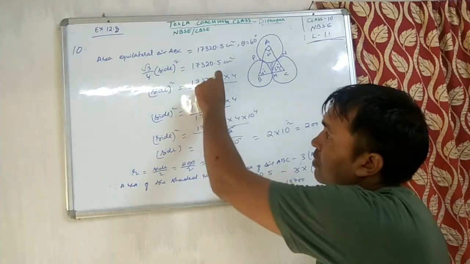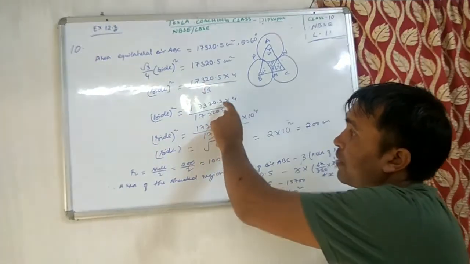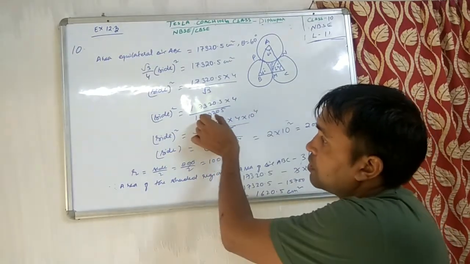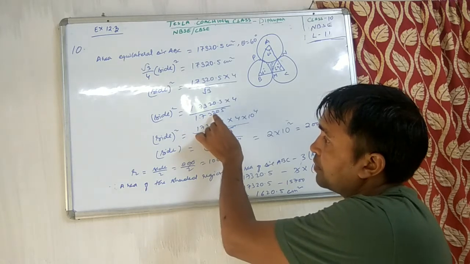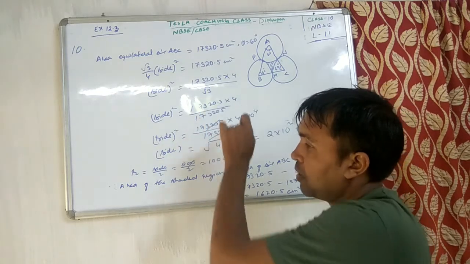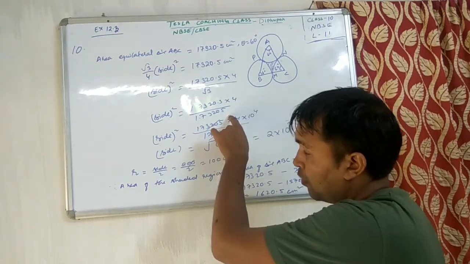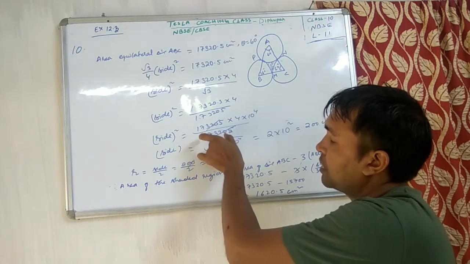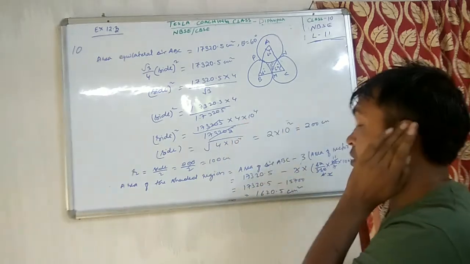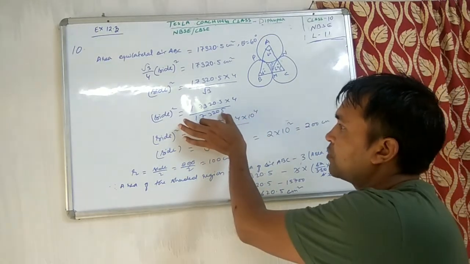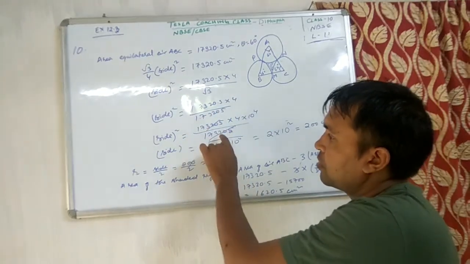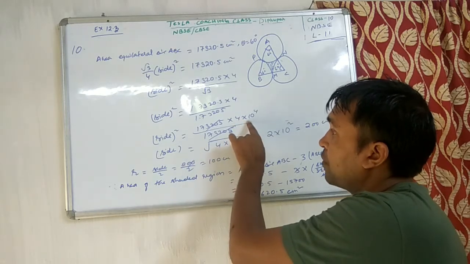So what I have written: 17320.5 into 4, and the root 3 value is 1.73205. How many decimal places are there? 1, 2, 3, 4, 5, and here the decimal place is 1. If I cancel this 5 decimal places with 1, 4 decimal places will be left downside. That I am writing as 10 to the power 4. If you are removing the decimal, you have to multiply by that many zeros upside. So into 4, and this decimal is also gone, so this and this can be cancelled. What is left? 4 into 10 to the power 4.